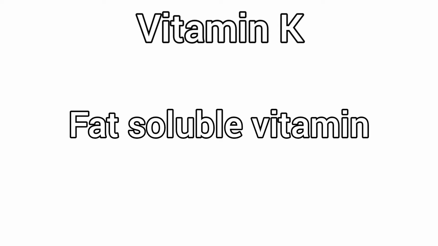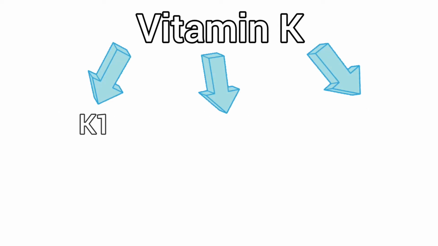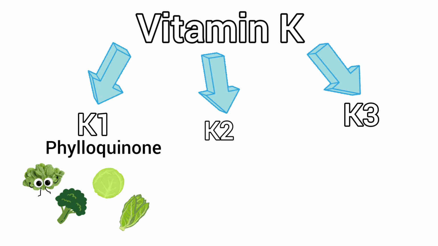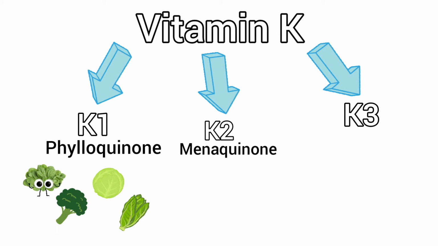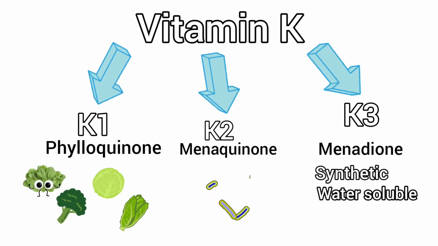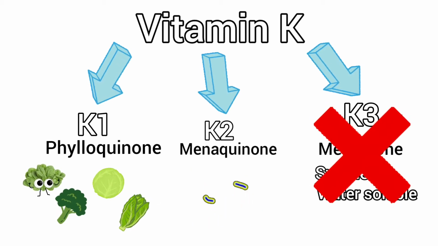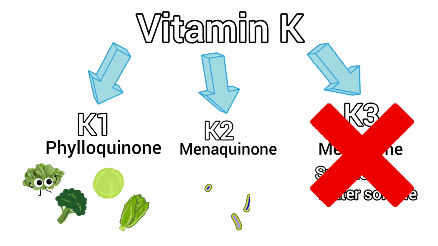So vitamin K is a fat-soluble vitamin, as we mentioned earlier, that comes in three forms: K1, K2, and K3. K1 is the phylloquinone. It's found in green leafy vegetables such as spinach, broccoli, cabbage, lettuce, vegetable oils, and dairy products. K2, which is the menaquinone, is synthesized by the gut flora and fermented food, which means it's synthesized by the bacteria found in the gut. K3 is the menadione, and it's a synthetic water-soluble form, and it's no longer used medically because of its ability to produce hemolytic anemia.